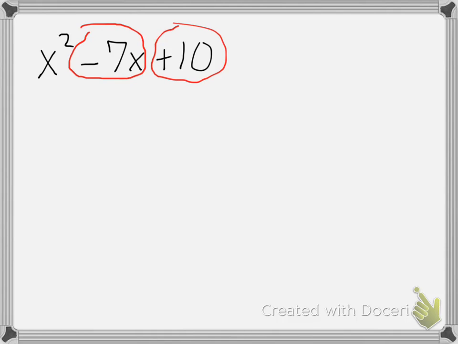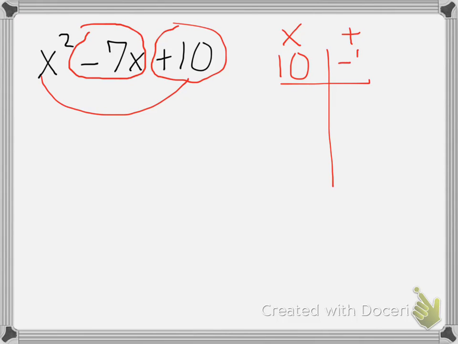So if we're going to find factors, and we want to look for something that multiplies to positive 10, but it adds to negative 7. And so that's important. So if it adds to negative, but it's two numbers that multiply, think about what those numbers have to be. Are both of them negative? Is one of them negative? Or are they both positive?